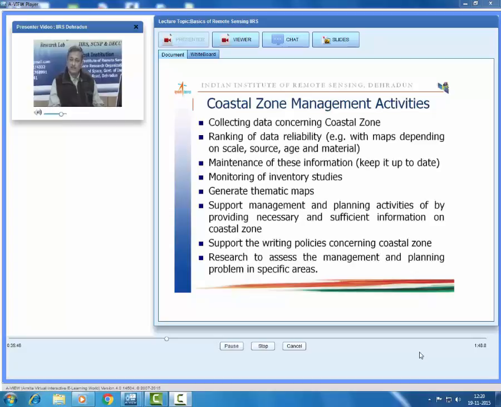Support the writing of policies concerning the coastal zone, and research to assess the management and planning programs in a specific area. The coastal zone is very dynamic and the issues of various coastal parts are all different. It's not that all the issues are the same. So you need to do some research, some insight study, to understand the coastal issues of a particular coastal area and take the remedial measures.